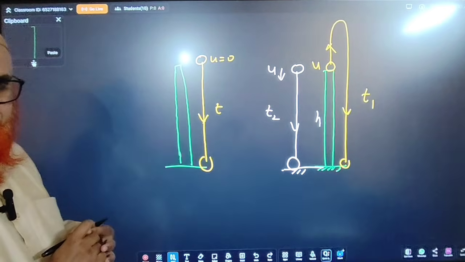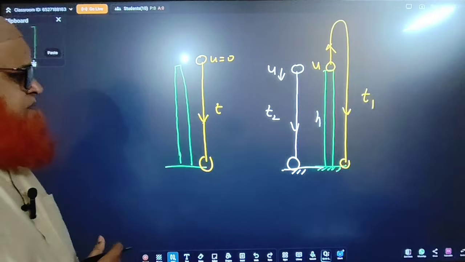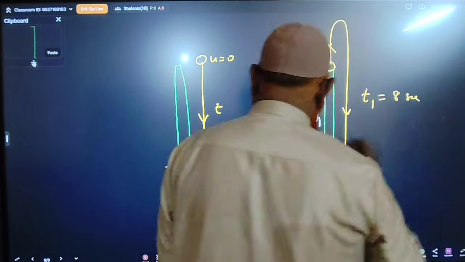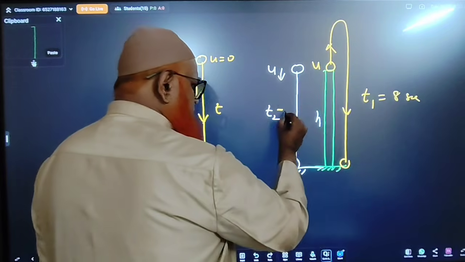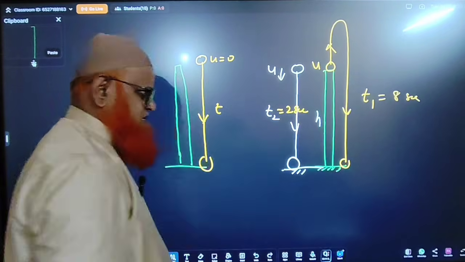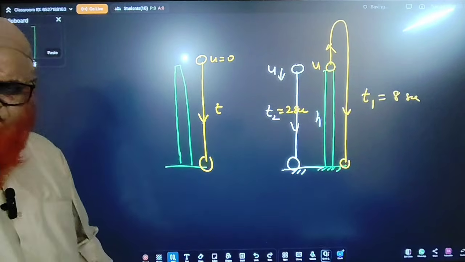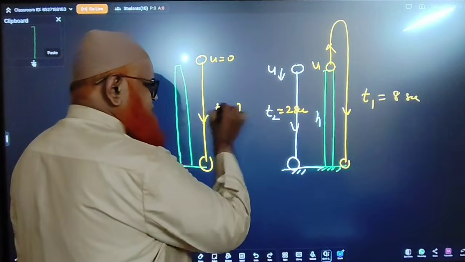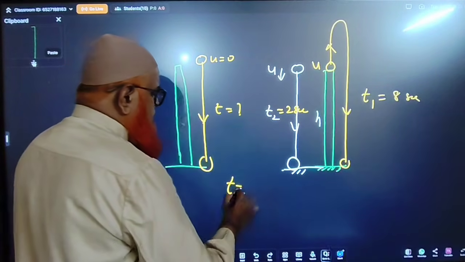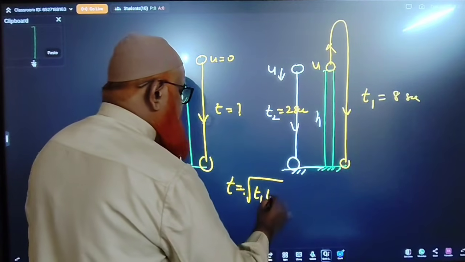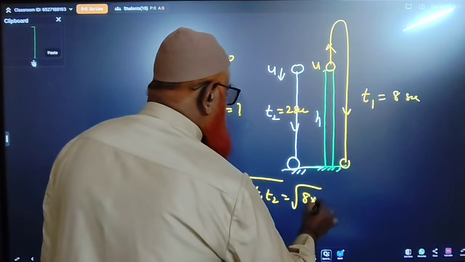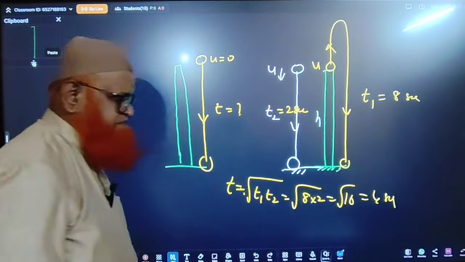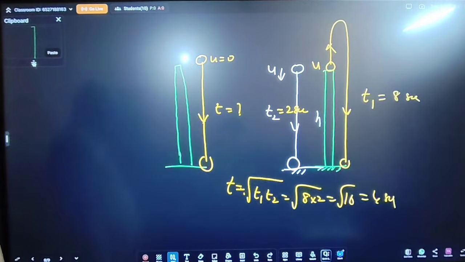Different times. If you throw a body upwards, it will take 8 seconds. If you throw a body downwards, it takes 2 seconds. Very fast it reaches. Then what is the time taken when you just drop? You know the shortcut formula is very simple: square root of t1 t2, which is 8 into 2, which is 16. The answer is 4 seconds. This is a shortcut formula for that.